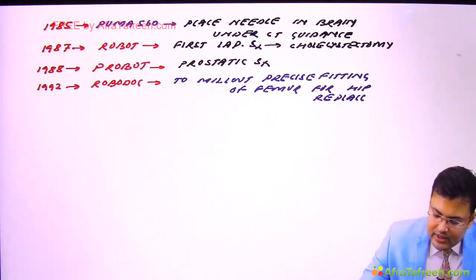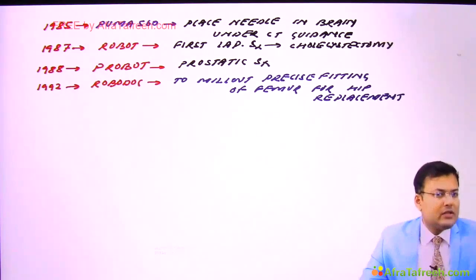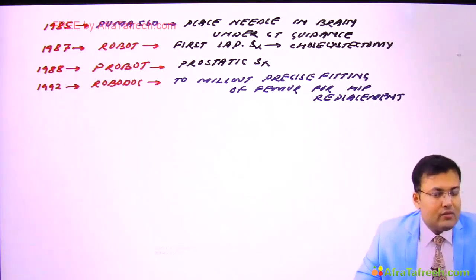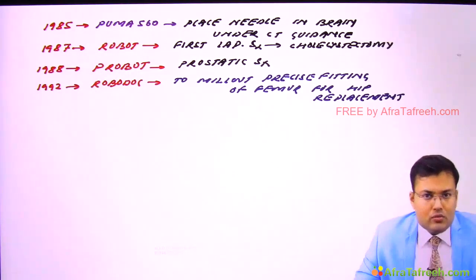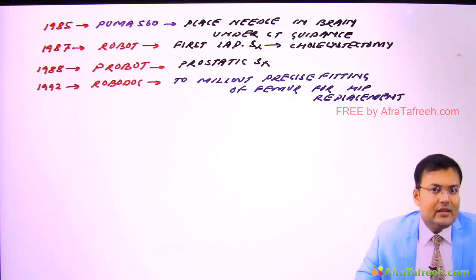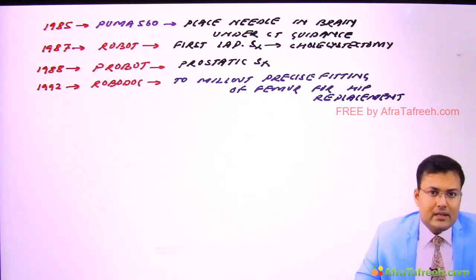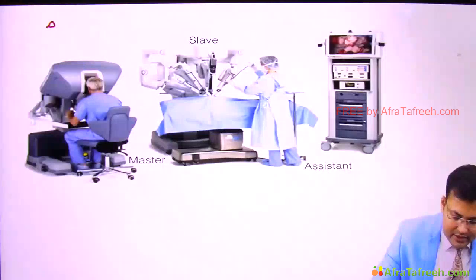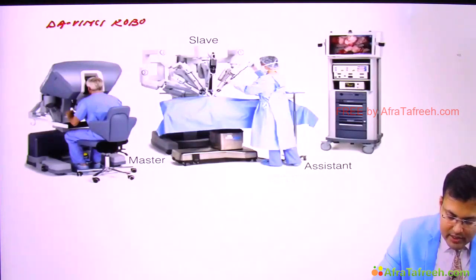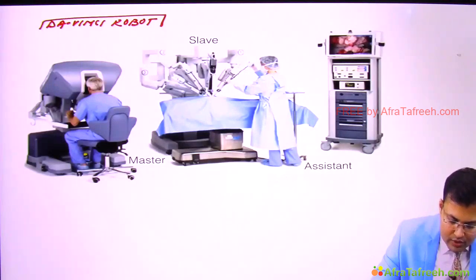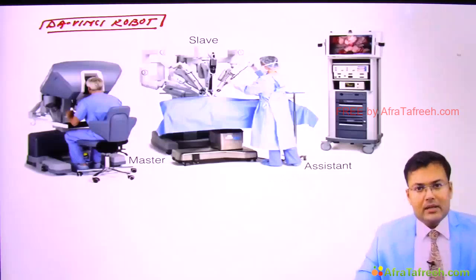Clear? So these are the important points related to the history of robotic surgery. But nowadays, what is the question which is asked? What is the most commonly used robot worldwide? And that is the Da Vinci robot. And on which principle does the Da Vinci robot work? It works on the master-slave principle. Now see how it looks. So this is the Da Vinci robot. Clear? And this is the most commonly used robot worldwide. It is based on the master-slave principle.